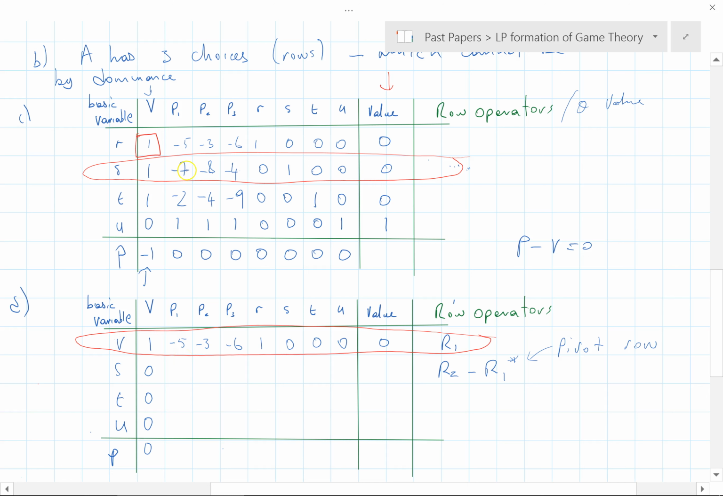Okay, -7 take away -5 equals -2. Okay, -8 take away -3 equals -5. -4 take away -6 gives me +2. 0 take away 1 gives me -1. 1 take away 0 gives me 1. 0 take away 0 gives me 0. 0 take away 0 gives me 0. 0 take away 0 gives me 0.